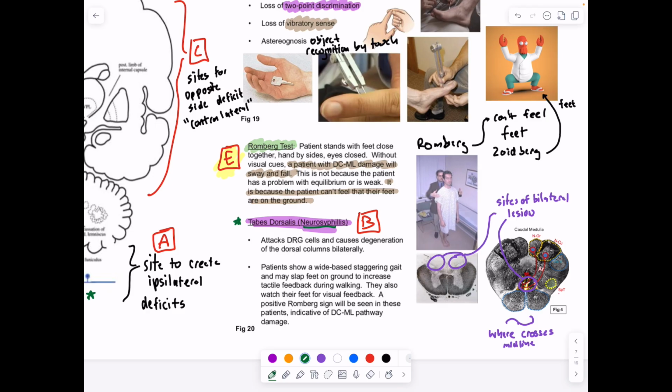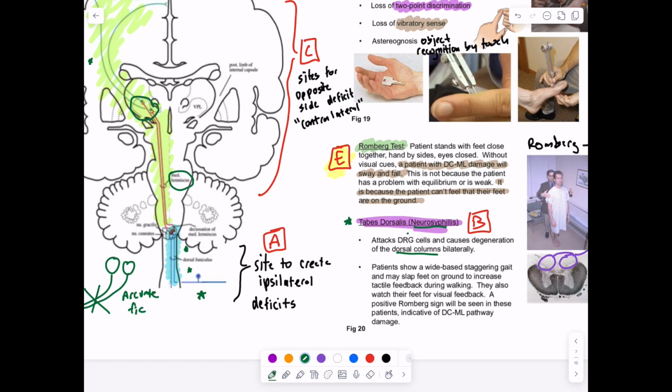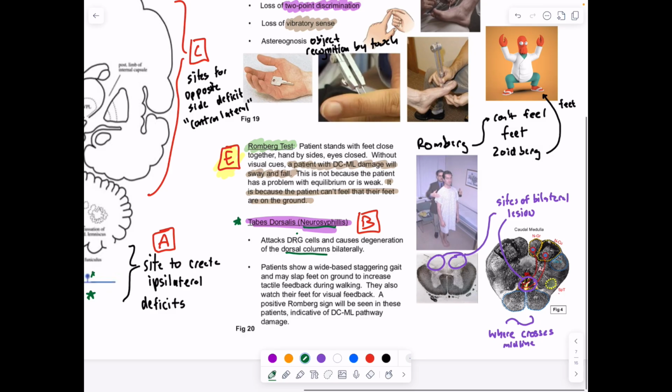So you have these, syphilis presumably attacks the dorsal root ganglion cells, causes degeneration of dorsal root columns bilaterally. Okay, so this particular disease, what we're talking about is if you attack these guys on both sides. That's one source of bilateral lesion, if you attack both sides at the same time. But the other case is, as we were just talking about, if you destroy these arcuate nuclei as they are crossing, like right here, so if you have an issue right here, then you could have a bilateral lesion.